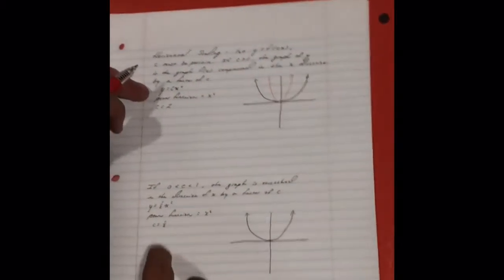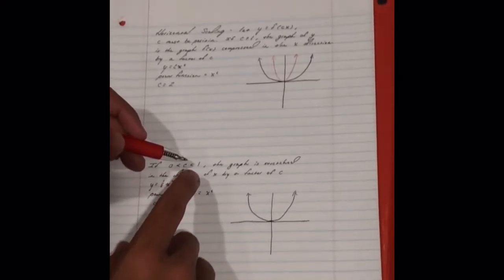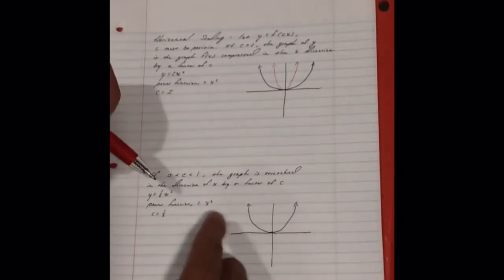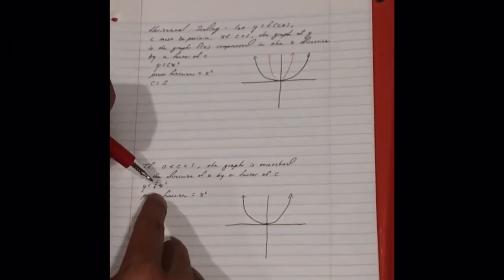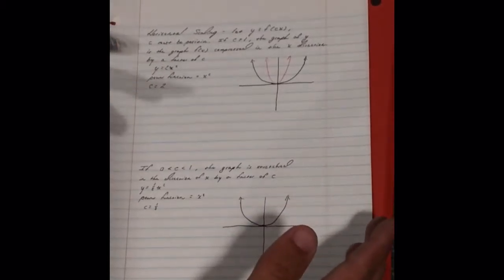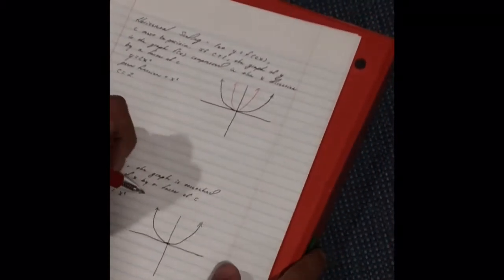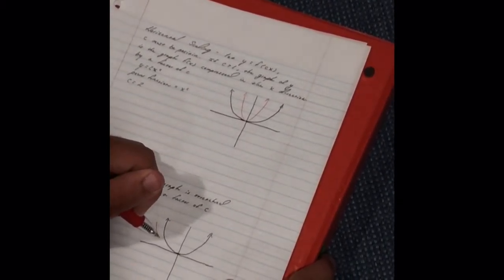On the other hand, if c is greater than 0, because it has to be positive, and less than 1, then the graph is stretched in the direction of x by a factor of c. So if we have y equals (1/2 x) squared, our power function is still x squared and still has the parabola, except this time the points are going to be further out. They're going to be stretched out like so.